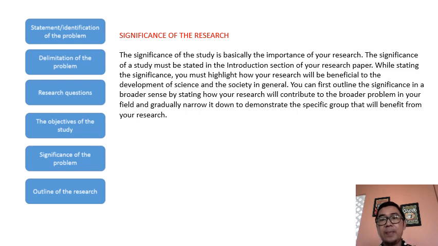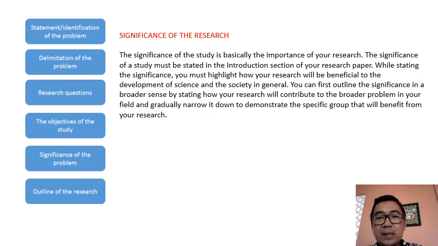Jadi penelitian itu we have to be able to contribute to society if you are making research. Kita harus memberikan kontribusi kepada masyarakat. Ketika kita membuat research, kita melaksanakan research ya. The significance of the study must be stated in the introduction section of your research paper. Jadi significance of the study itu harus ada di introductions ya, di bagian-bagian akhir introduction dari skripsi kita.